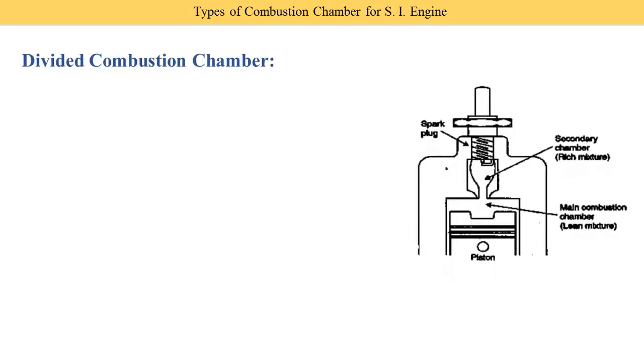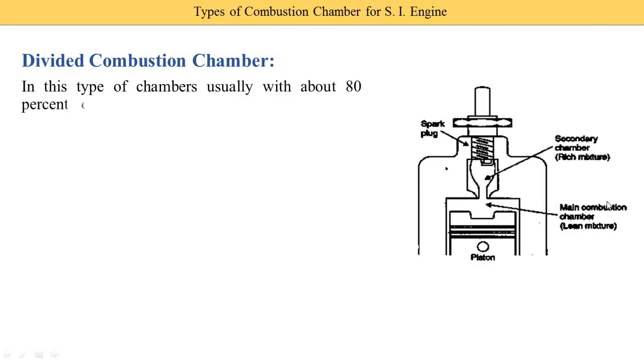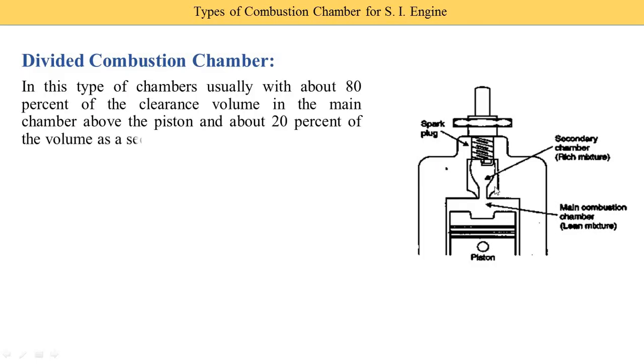Now next is the divided combustion chambers. As its name suggests, the combustion chamber is divided into two parts. So this region is the main combustion chamber, and this is the secondary chamber. Two chambers are provided, and the spark plug is provided in the secondary chamber. In the main combustion chamber the lean mixture is provided, and in the secondary a rich mixture is provided. It is written here.